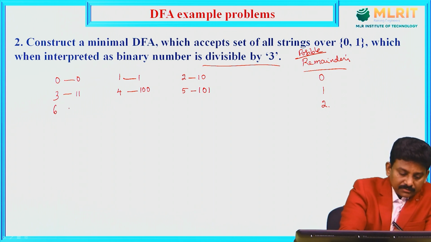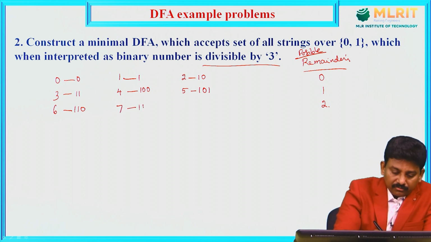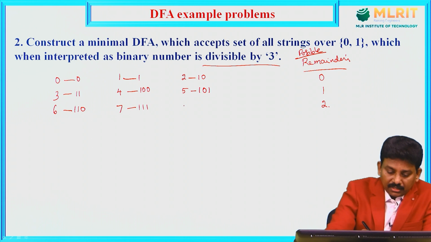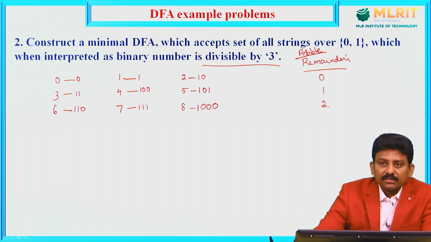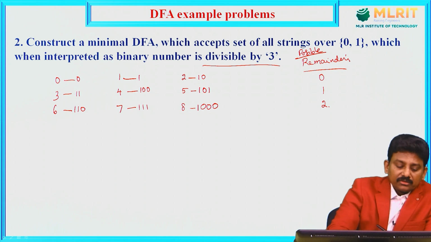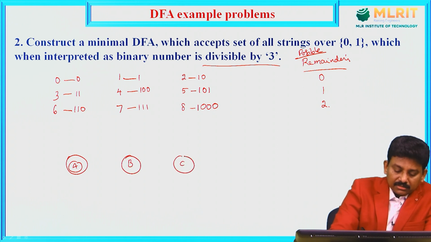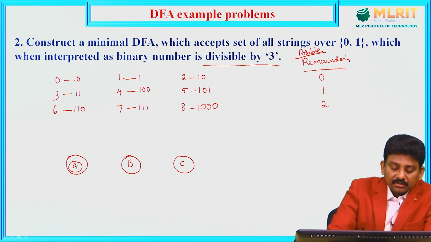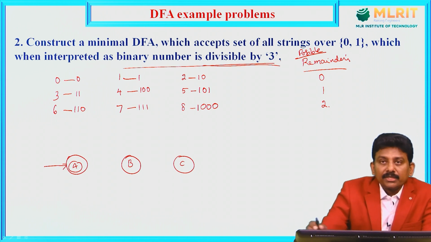Next, 6, 110, 6 by 3, remainder 0. 7, 111, 7 by 3, remainder 1. 8, that is 100, 8 by 3, remainder 2. Like that, 9 by 3, remainder 0, 10 by 3, remainder 1, 11 by 3, remainder 2. So we have remainder 0 state, remainder 1 state, remainder 2 state, repeating. The initial state is the remainder 0 state because any number divisible by 3 is a remainder 0 state.